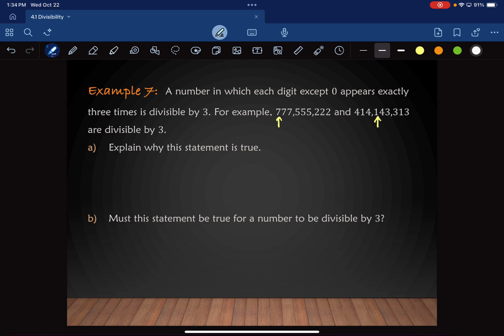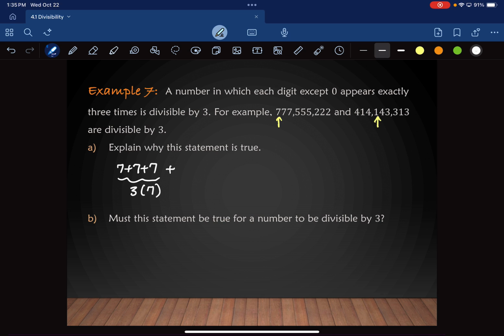First says, explain why this statement is true. Why would that be a true statement? It's like multiplying that number by 3. Yeah. So remember our property about divisibility by 3 says if I add all the digits together, then it's going to be divisible by 3. Well, I'm adding these in groups of 3. I'll just take the first one as an example, right? If I've added 7 in there 3 times, that's the same thing as having 3 times 7.